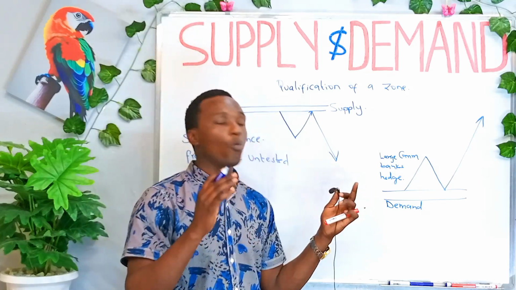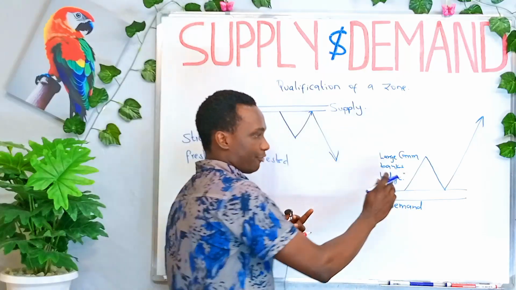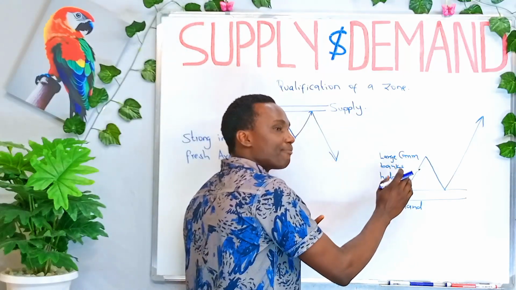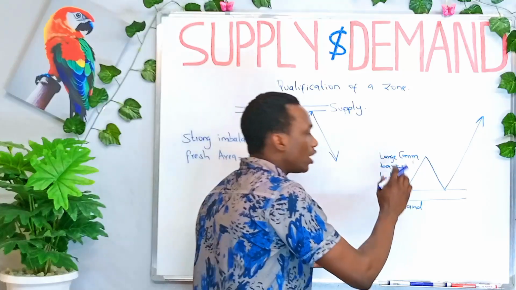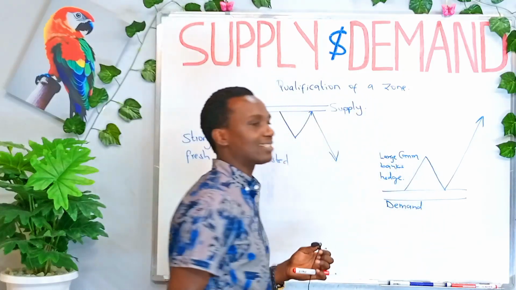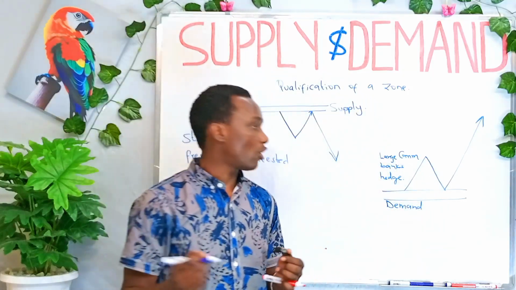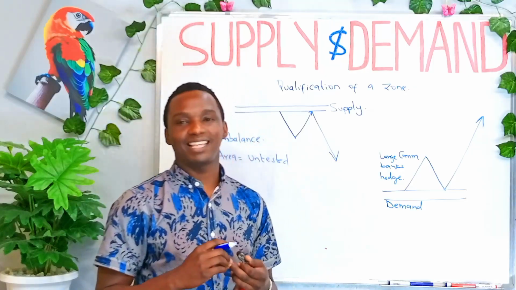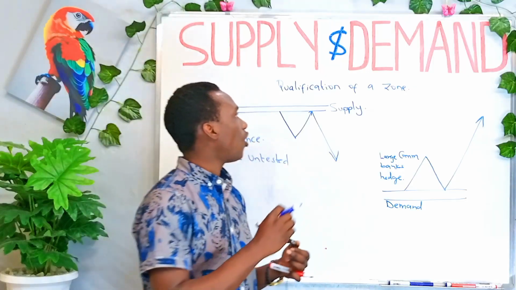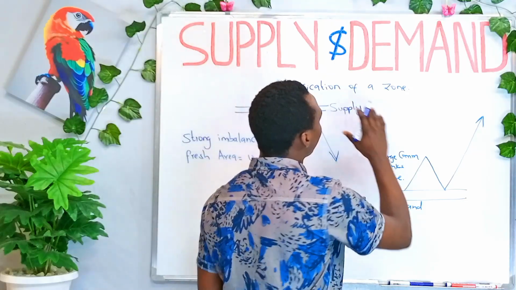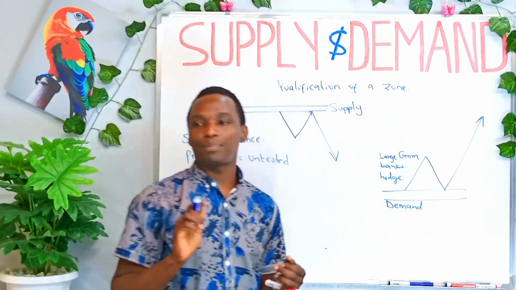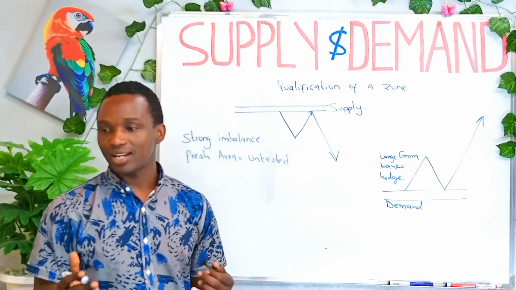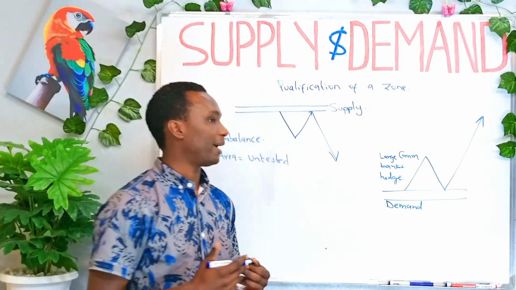Please note that a weak move away from these zones will suggest that there isn't enough buying and selling pressure to make this zone a significant supply or demand zone. Up to there, is there any question on the qualifications? What makes a supply zone a good place to sell or a demand zone a good place to buy?